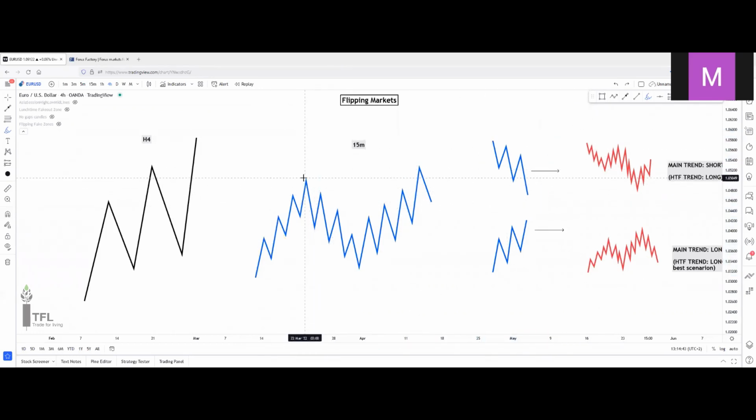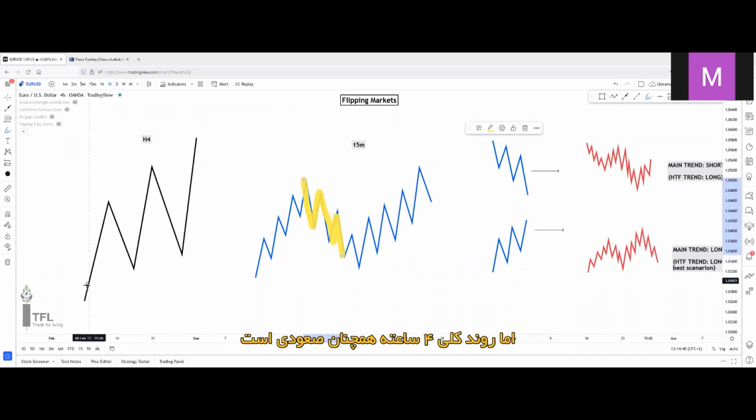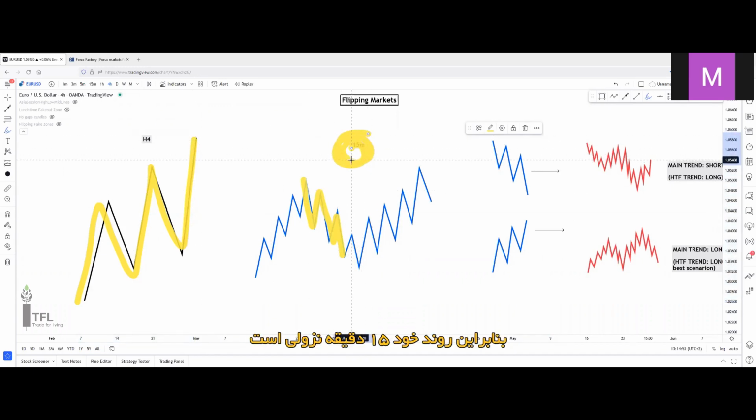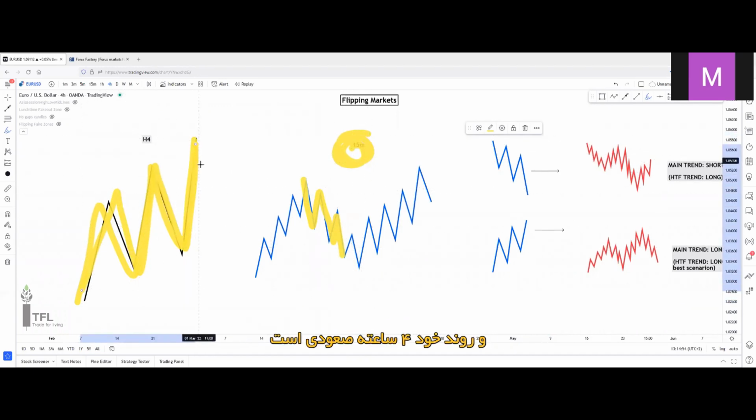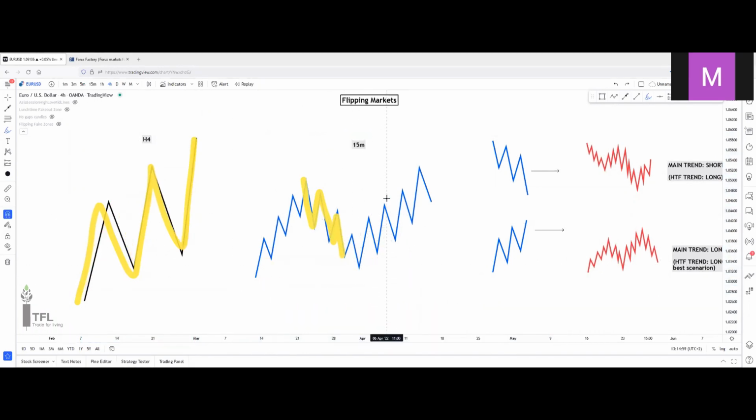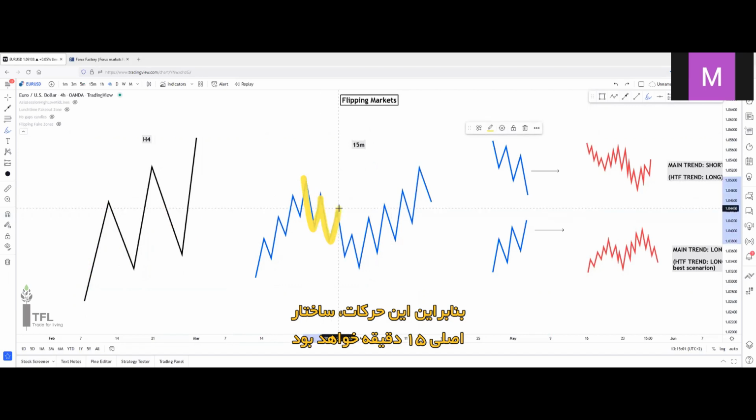So let's just take a look at this. The 15-minute main trend right here at this region is bearish, but the overall 4-hour trend is still bullish. So the 15-minute's own trend is bearish. The 4-hour's own trend is bullish. So we can expect a reaction on some sort of 4-hour demand zone right here, right? So these movements will be the main trend of the 15-minute structure.